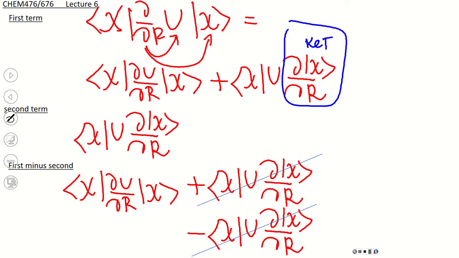So wait, why do we apply the derivative with respect to R to both the U and the chi term? Yes. Why do we apply it to both of them and not just the U?